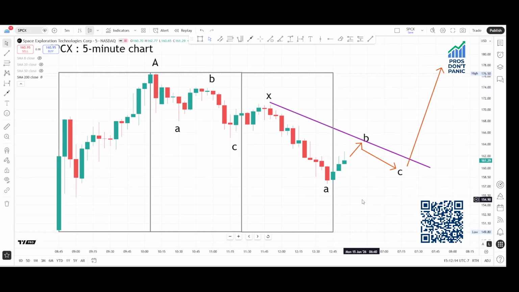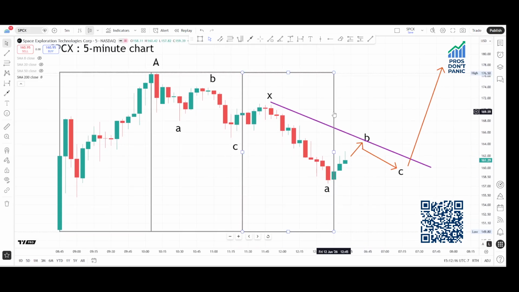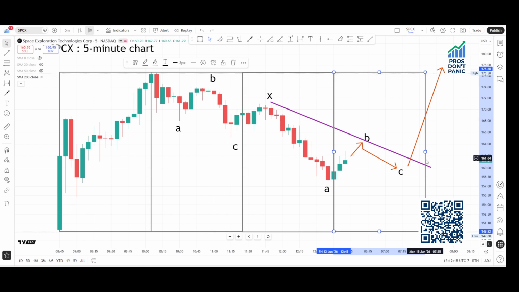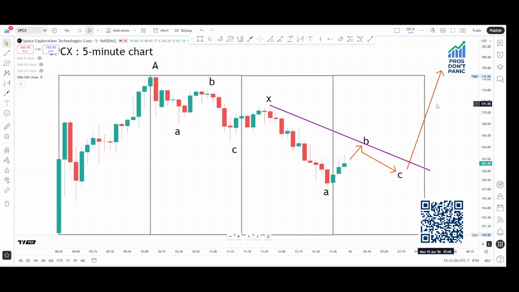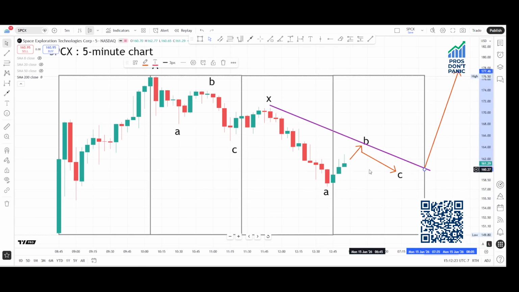What I think is going to happen is you've got about an hour of time here. This is the 5-minute chart. I think you've got an hour of time here that's going to elapse. And sometimes it happens to the candle where you're going to end up with something like this, and then you're going to get your launch.